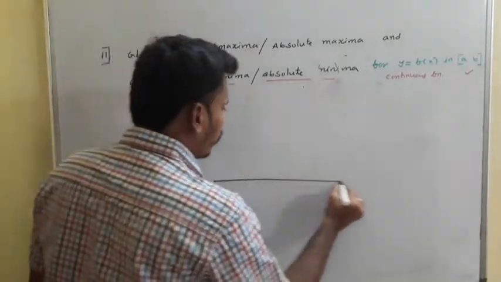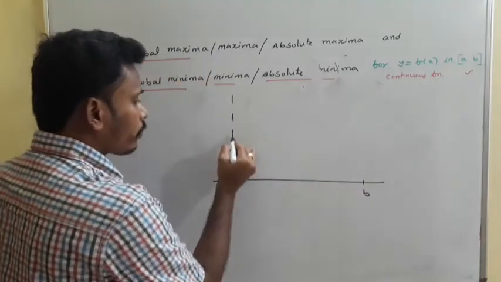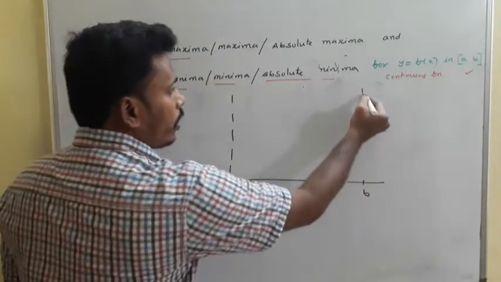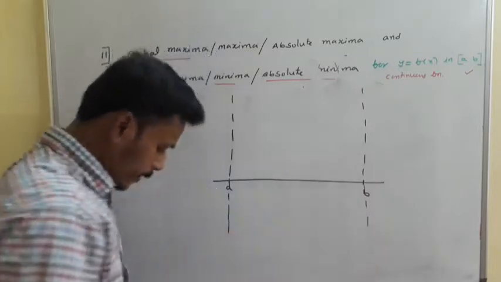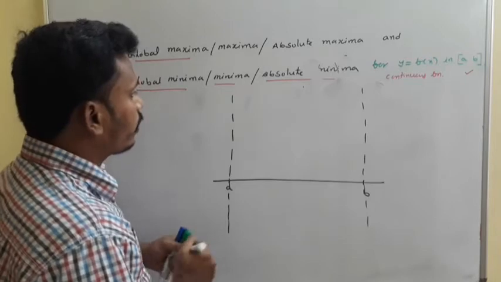Once again I will give you, just have a look. Here we have A, here we have B. In this boundary AB, we need to check. For suppose, yeah, the graph may be like this.